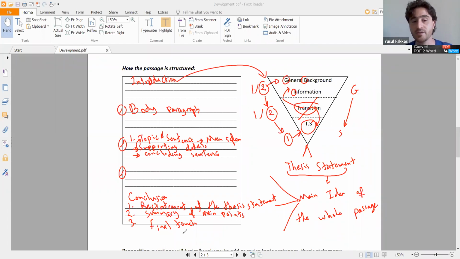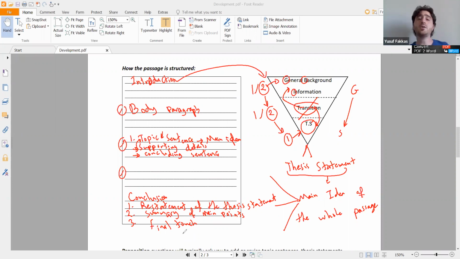And every part also contains 3 elements, but these 3 elements are different. In the introduction, we have something, in the body paragraphs, we have something else, and then in conclusion, we also have something different. Okay, but the conclusion, as you can see, all we're doing is just emphasizing our main idea by restating the thesis statement. We are trying to remind the reader what this whole essay is about. So we summarize the main points, and then we put our final touch.